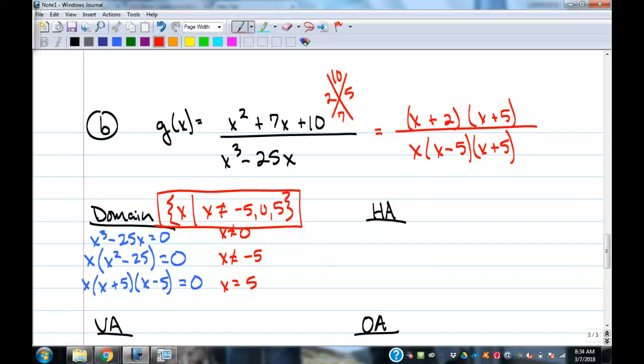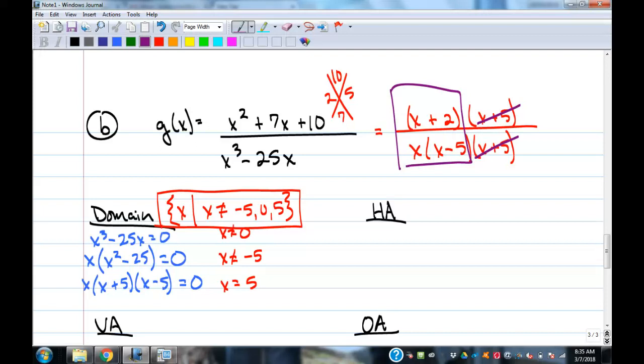Do we have any simplifying that happens here? X plus 5 is going to cancel each other out. So here we have one that simplifies a little bit. So x plus 5 cancels x plus 5. So now this is the simplified version. Okay, that's the part we're looking at from here on out.